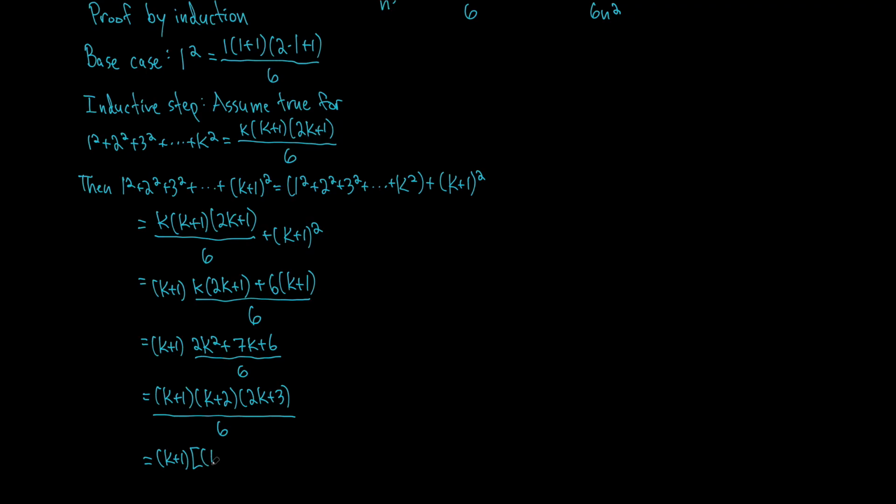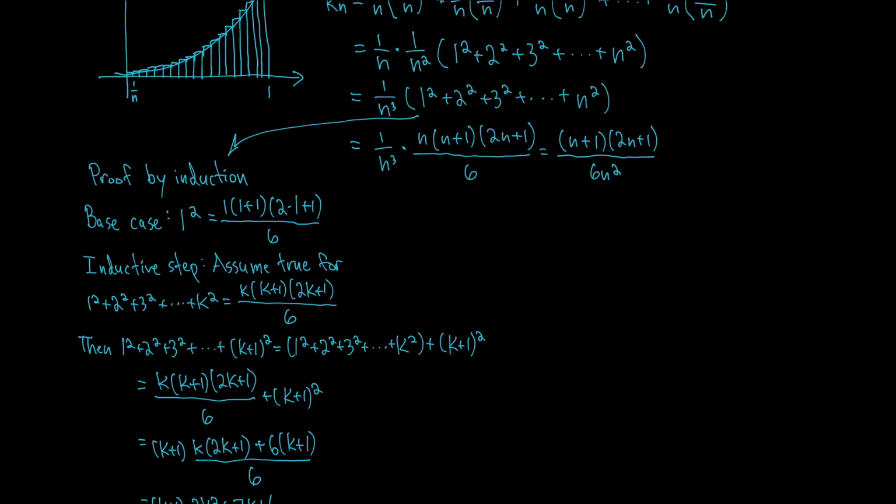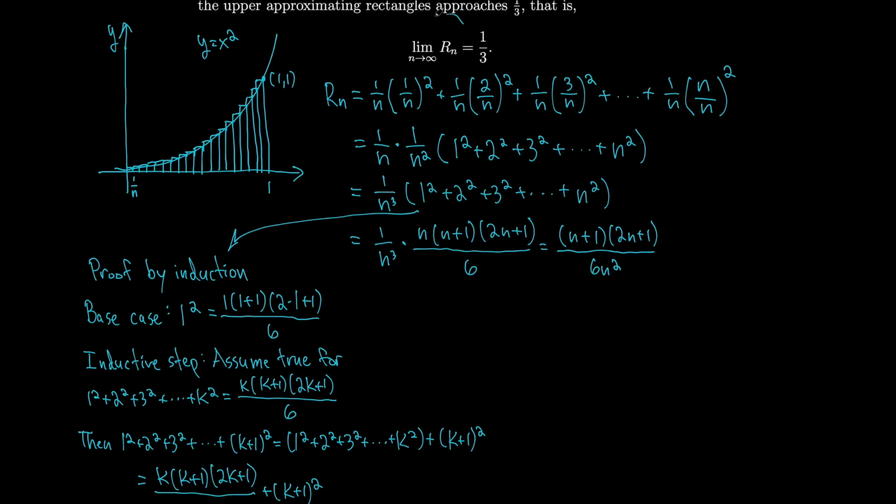So this becomes k plus 1 plus 1, and the last one we could write as 2 times k plus 1 plus 1. So that is exactly what we wanted to prove, because that's just the formula with k plus 1 plugged in instead of k. So by induction, since we proved that our base case works with 1, and we proved that assuming that it works for k leads to it working for k plus 1, now we have proven the formula. So we return to what we wanted to show, which was that the limit is 1/3.